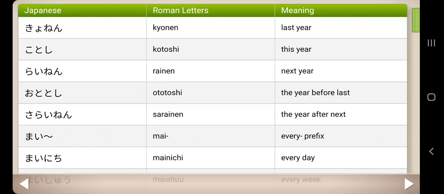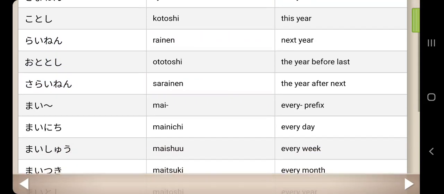去年 Kyonen is last year. 今年 Kotoshi for this year. 来年 Rainen for next year. 一昨年 Ototoshi, the year before last. 再来年 Sarainen, the year after next.